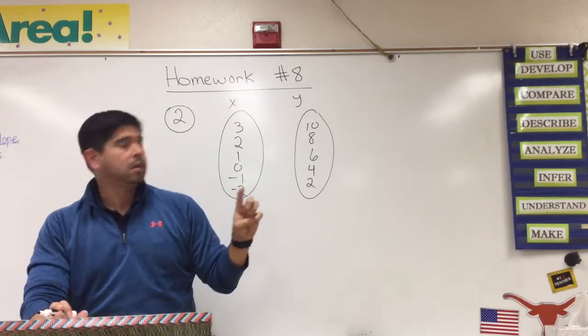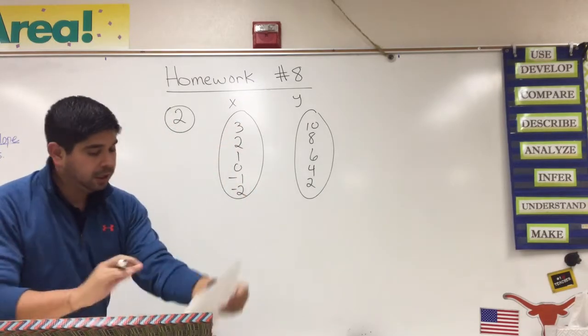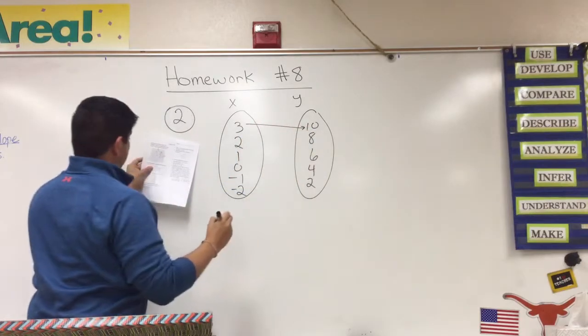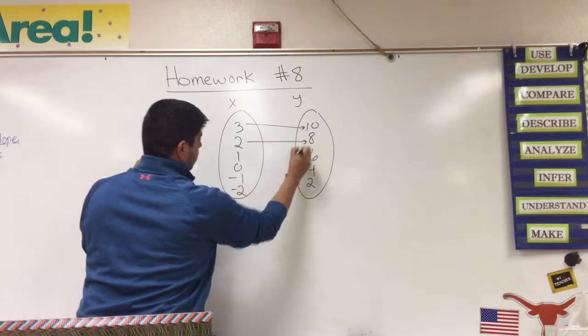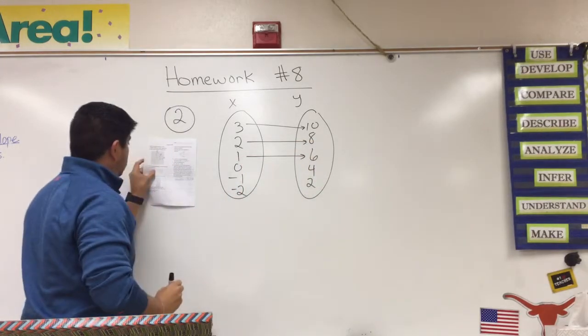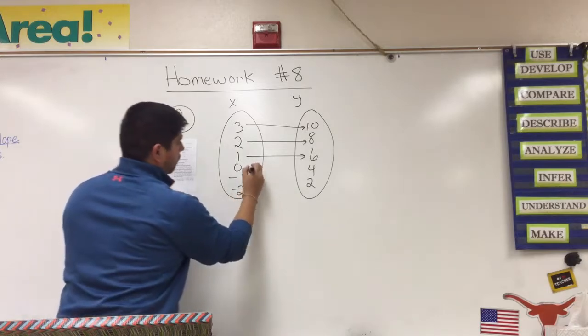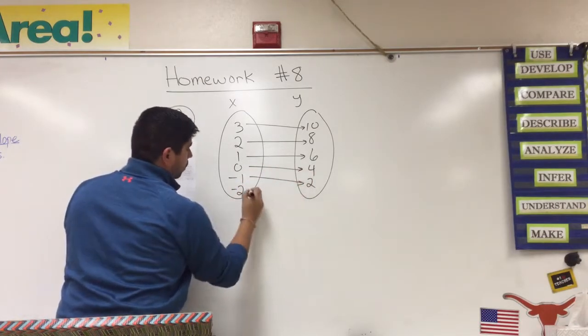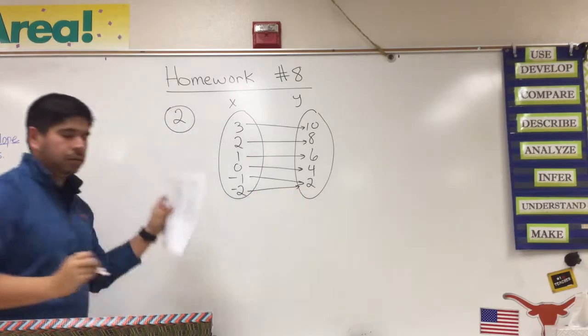All right, so remember, to be a function, every x value has to have only one y value. Okay, so my 3, my arrow goes to 10. The 2, my arrow goes to 8. 1, my arrow goes to 6. 0, my arrow goes to 4. And -1 goes to 2, and then -2 also goes to 2.